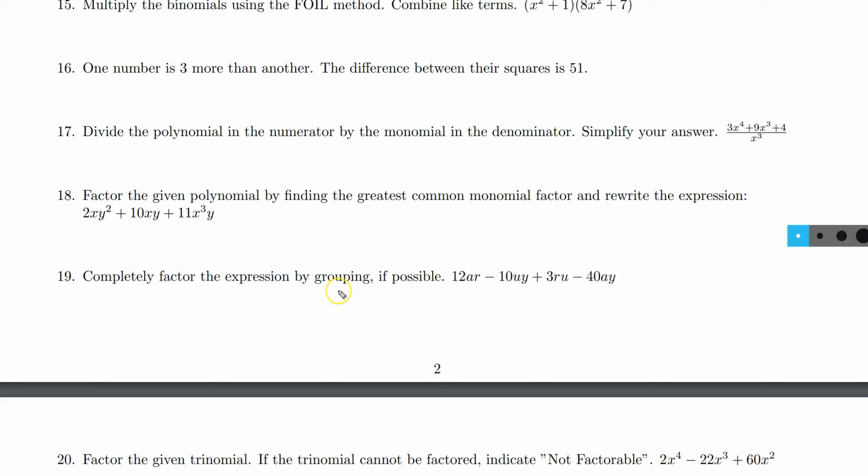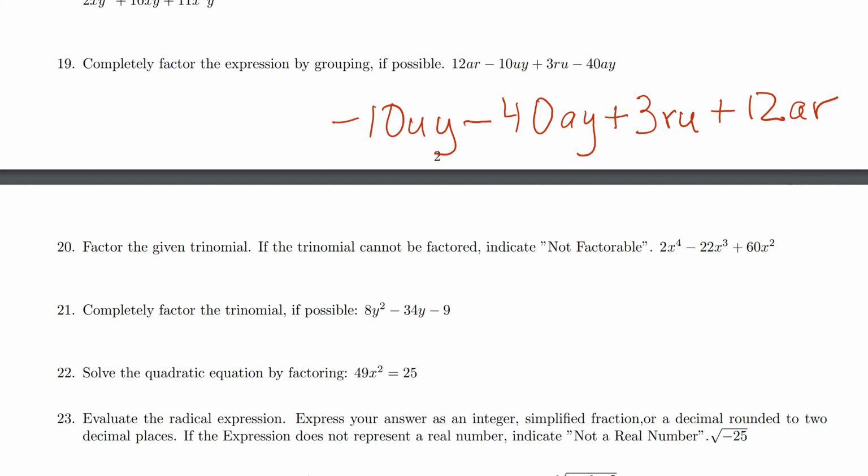Completely factor the expression by grouping. All right, here's one we're going to do by grouping. Let me raise it up a little bit here. So the first thing I did was to reorganize these 4 terms. So I would have here a common y, and a common factor of, let's say, 10. So I'm going to take out a negative 10y from these first two terms now. And this will give me u minus 4a.